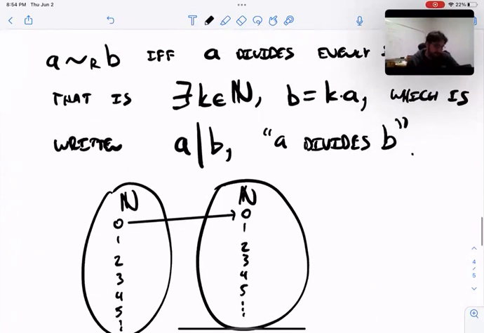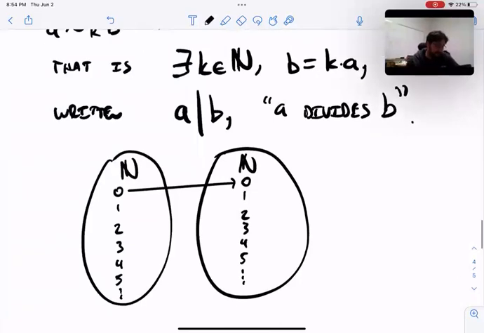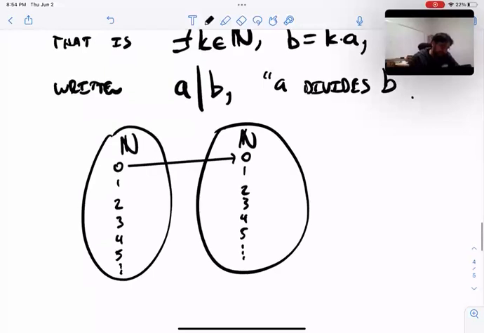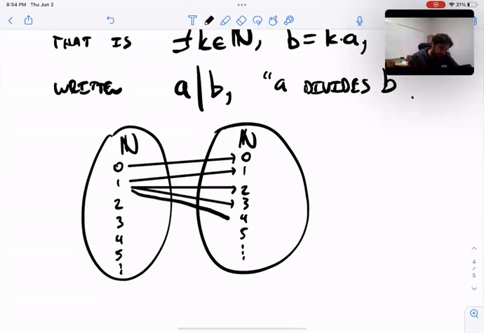Because we say A divides B if and only if you can multiply A by some number to get B. So you can multiply zero by a number to get zero, but you can't multiply it by a number to get anything else. So by this definition, at least zero divides zero. It's up to you if you want to define it differently and exclude zero completely. That's up to you. And now one divides everything, right? You can always multiply one by a whole number to get another whole number.